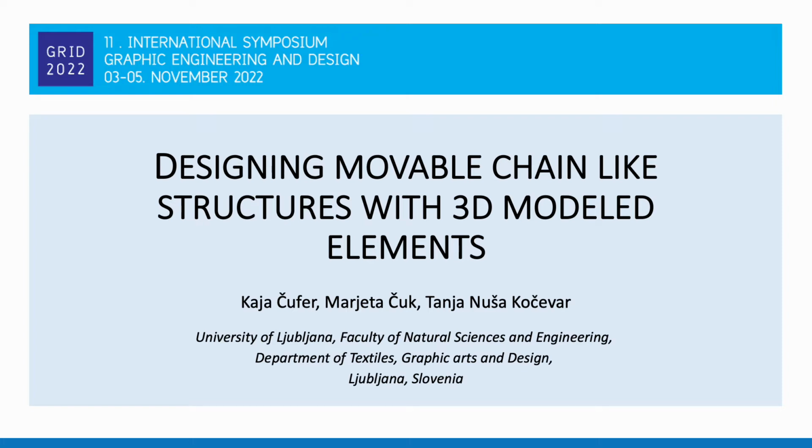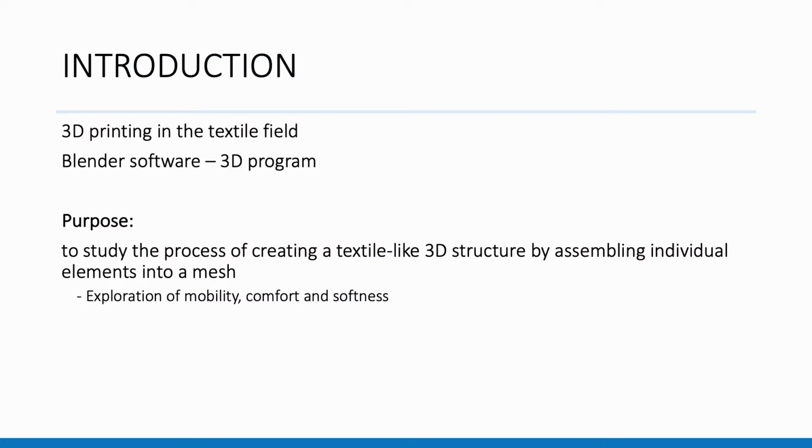And engineering. And today I'm going to present our paper called Designing Movable Chain-like Structures with 3D Modeled Elements. The purpose of our paper was to study the process of creating a textile-like 3D structure by assembling individual elements into a mesh. We focused on using 3D printing in the field of textile design, and the entire design process was created in the Blender software program, which is actually a 3D program.